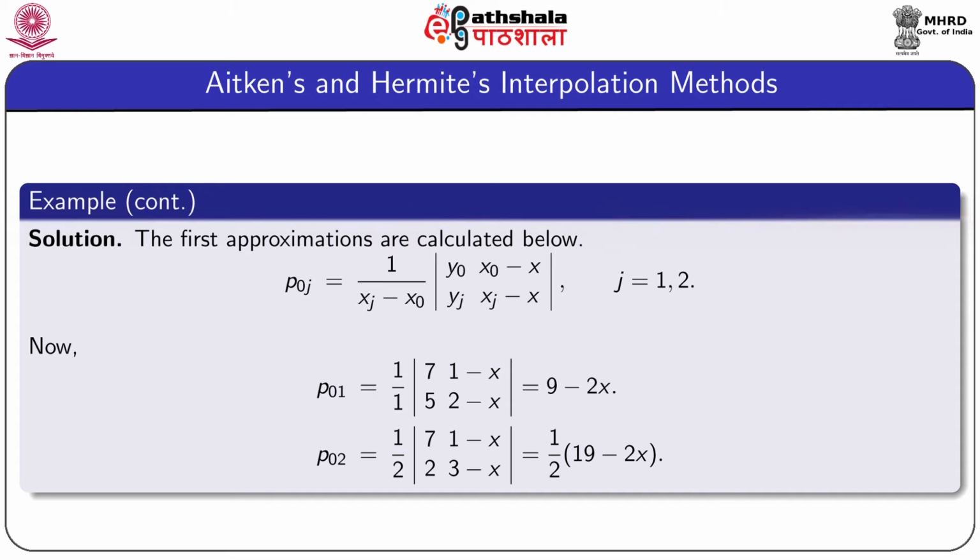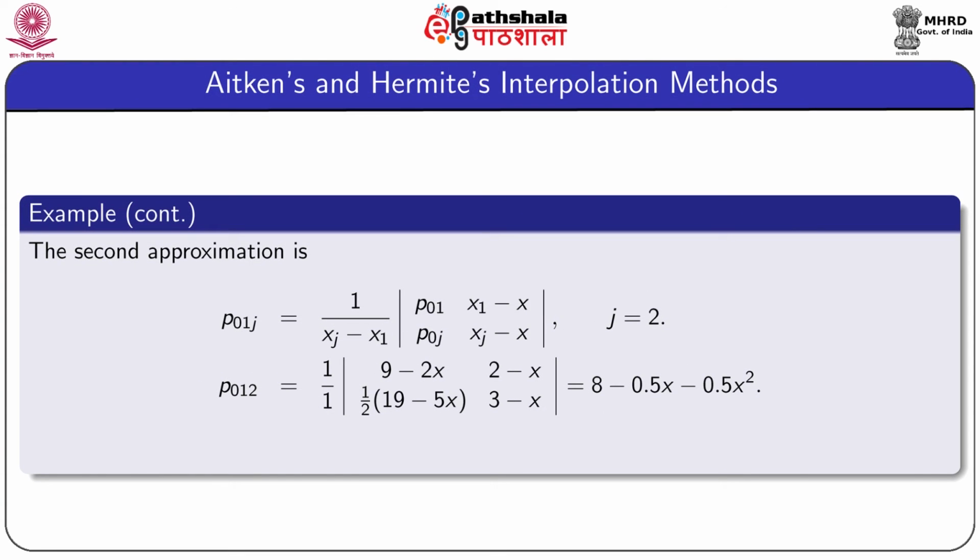Similarly, for j equal to 2, the value of p 0 2 equal to 1 by half times a determinant whose first column is 7, 2 and second column is 1 minus x and 3 minus x. After simplification, this polynomial becomes half into 19 minus 5 x. Note that this is also a linear polynomial.